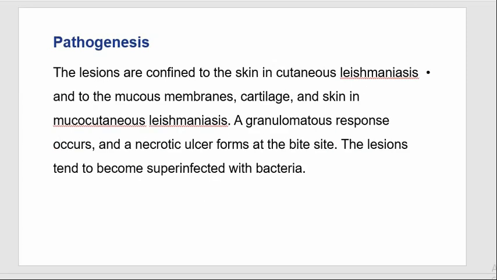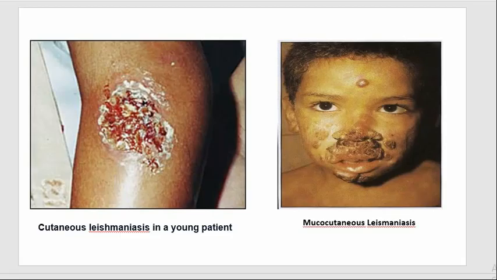بالنسبة للباثوجينيسيس, the lesions are confined to the skin in the cutaneous leishmaniasis and to the mucous membrane cartilage and the skin in the mucocutaneous leishmaniasis. A granulomatous response occurs and necrotic ulcer forms at the bite site. The lesions tend to become superinfected with bacteria. This figure represents the cutaneous leishmaniasis.